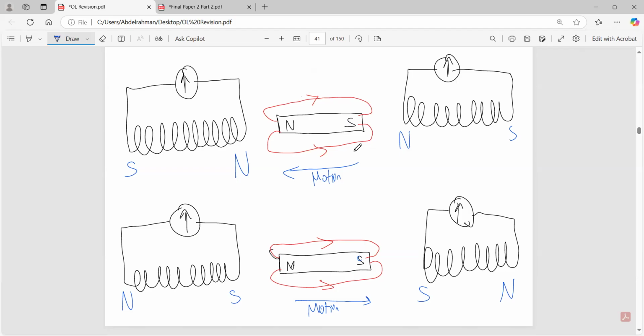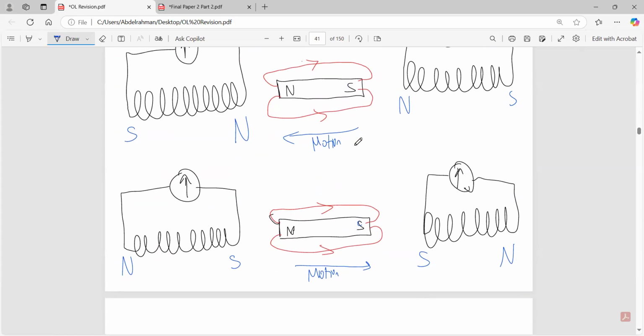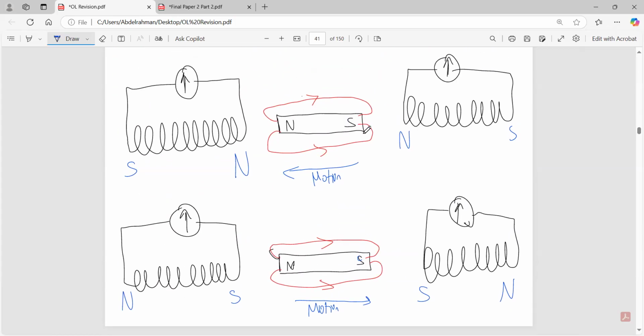Honestly, this is probably one of the more difficult parts of electromagnetic induction. Can we solve some paper 4 questions? Yes, we can solve some paper 4 questions.